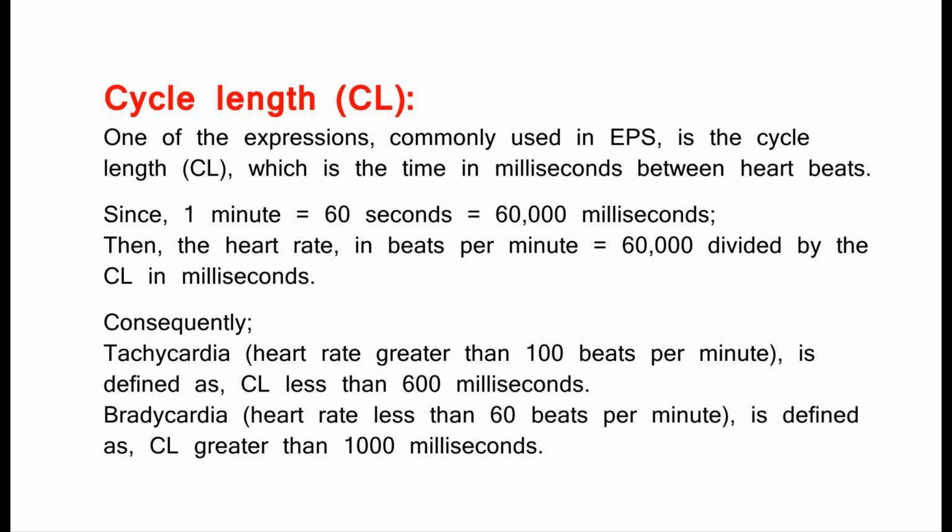Cycle length, CL. One of the expressions commonly used in EPS is the cycle length, CL, which is the time in milliseconds between heartbeats. Since 1 minute equals 60 seconds equals 60,000 milliseconds, the heart rate in beats per minute equals 60,000 divided by the CL in milliseconds. Consequently, tachycardia, heart rate greater than 100 beats per minute, is defined as CL less than 600 milliseconds. Bradycardia, heart rate less than 60 beats per minute, is defined as CL greater than 1000 milliseconds.